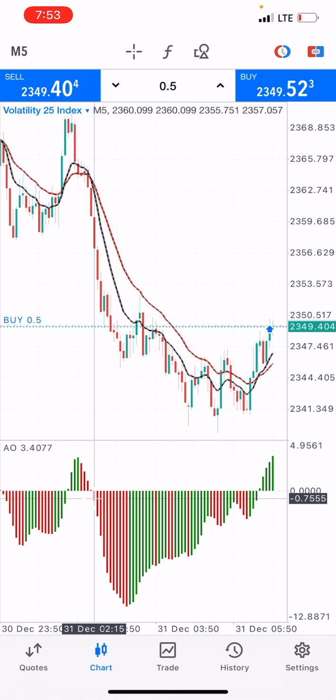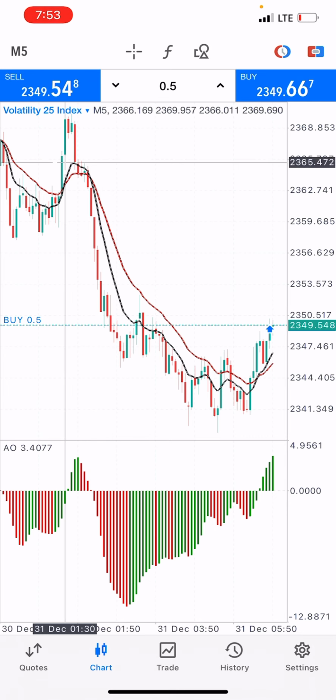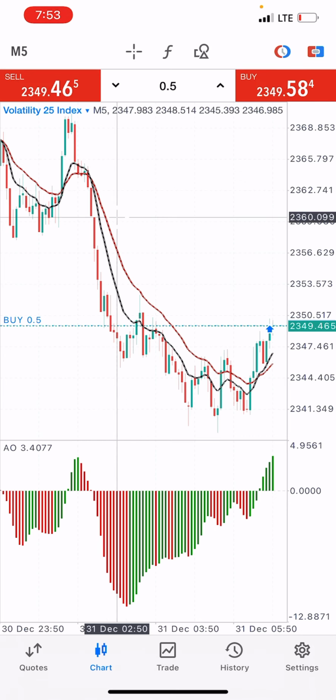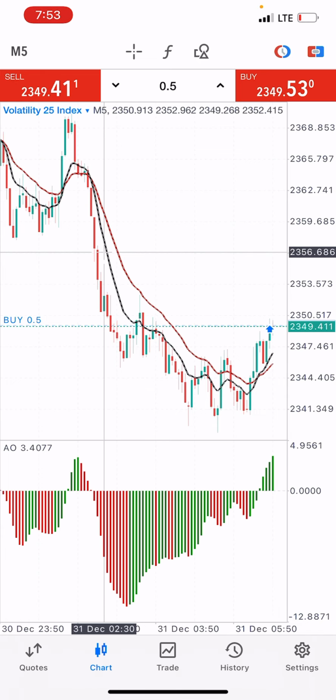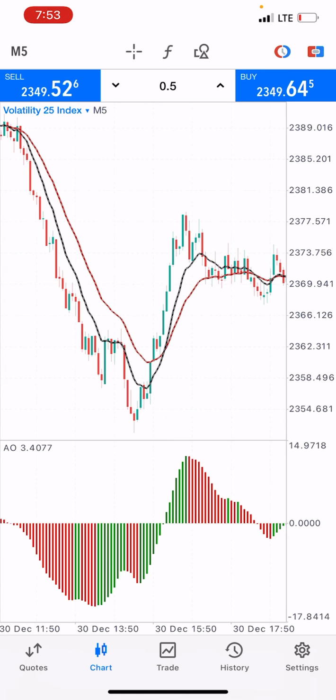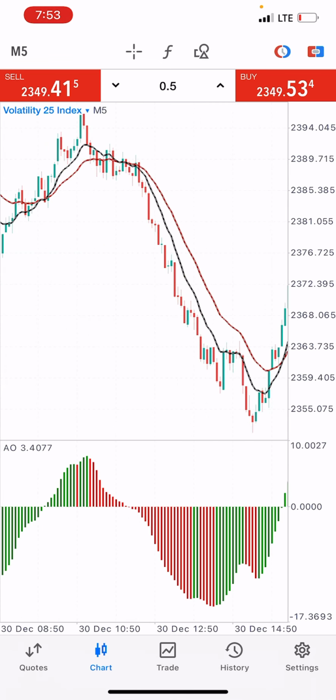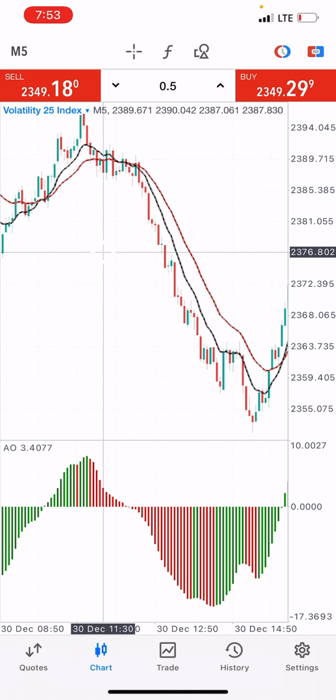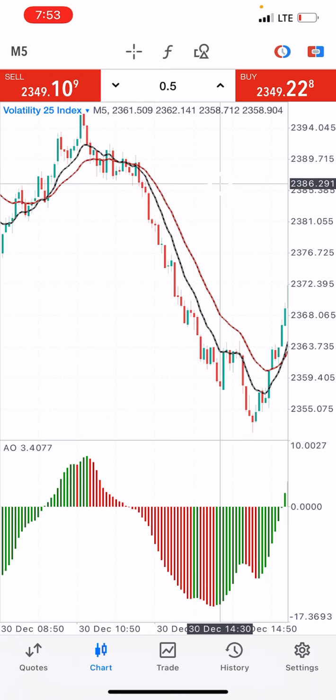Once the awesome oscillator is below the zero level and the red moving average is above the black moving average, you place your sell. Very powerful strategy, guys. Anywhere it works. Look again, even at this point it works. Look at this point, guys. A very good entry. Look for a sell.